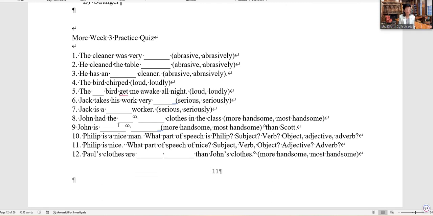The cleaner was very abrasive or abrasively? Abrasive. He cleaned the table abrasive or abrasively? Abrasively. He has an blank cleaner. Abrasive. The bird chirped loud or loudly? Loudly. The blank bird kept me awake all night. Loud.